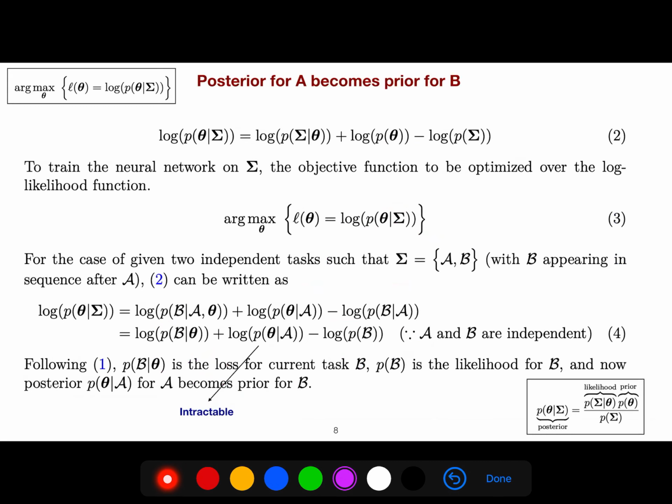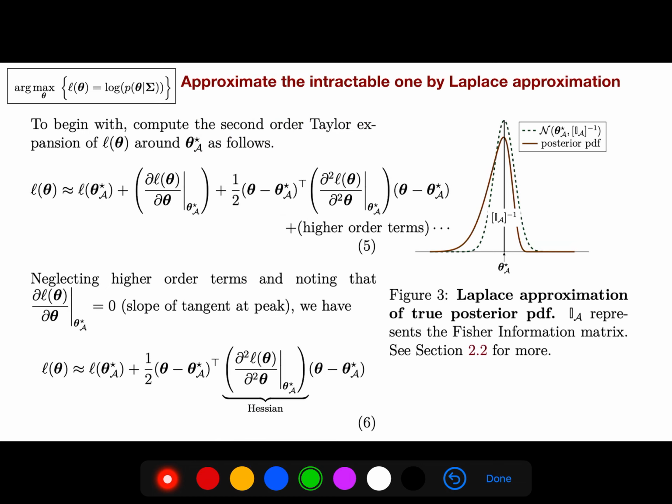But as I said, your data is task A and task B, but they are independent. So until here, you can write that as log, because for A and B, you can write B conditioned on A, theta conditioned on A, and B conditioned on A. But because A and B are independent, you can easily derive that this part is just this part. But the problem is that this term is intractable. It's very hard to calculate. So let's see what we can do about it.